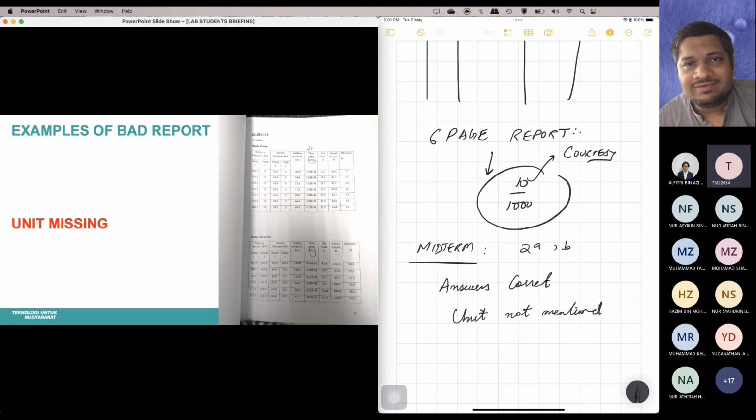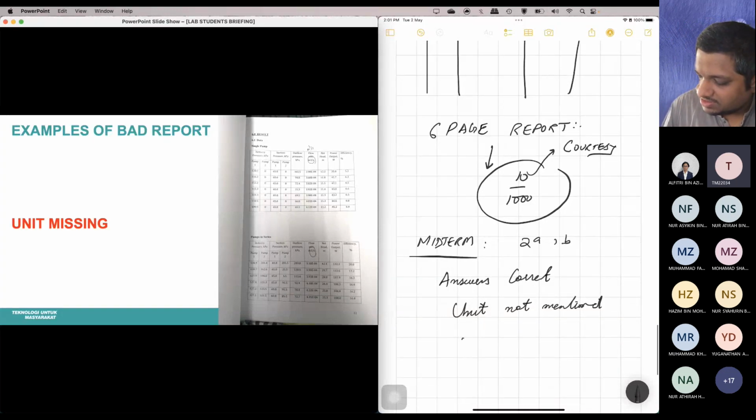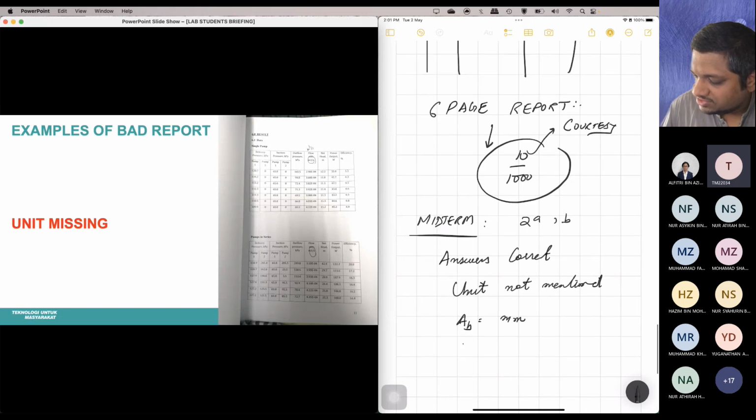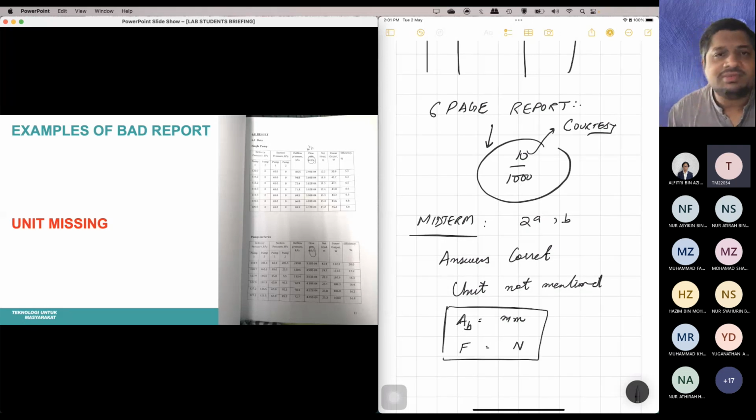In part number A, it was all ratios, so there was no unit. In part number A, the rolling process, there was no need for a unit. But for the bending process, students should mention millimeter for bending allowance, and the force, which was newtons. Some students did not mention units, but the majority of students mentioned them. So I appreciate the majority of students who have mentioned the units. Please, I would like to remind you to put the units also.